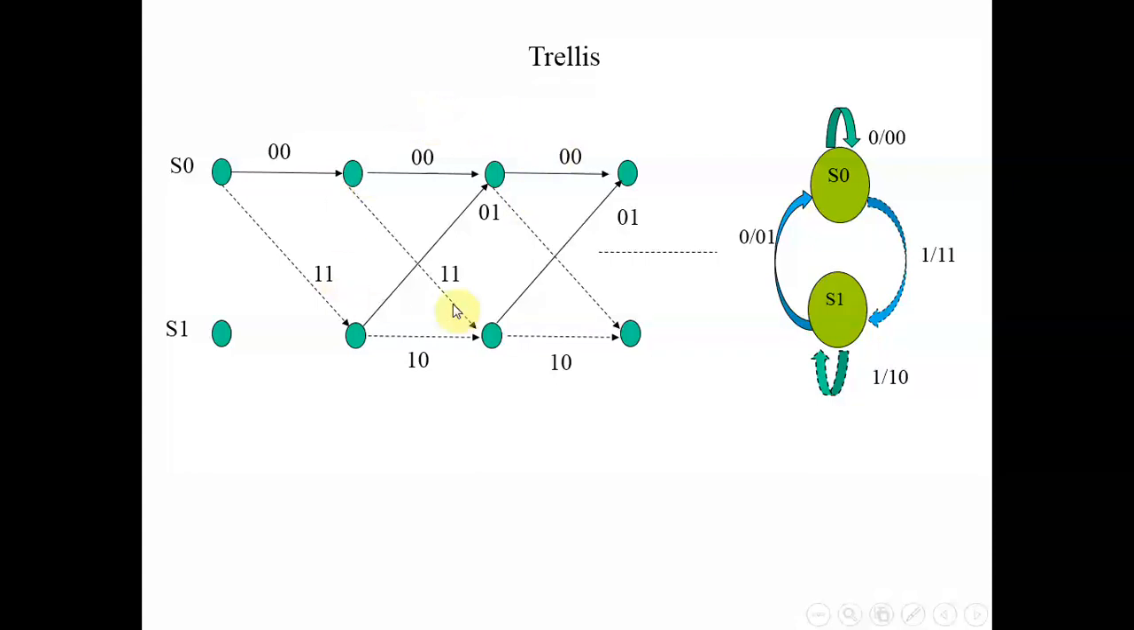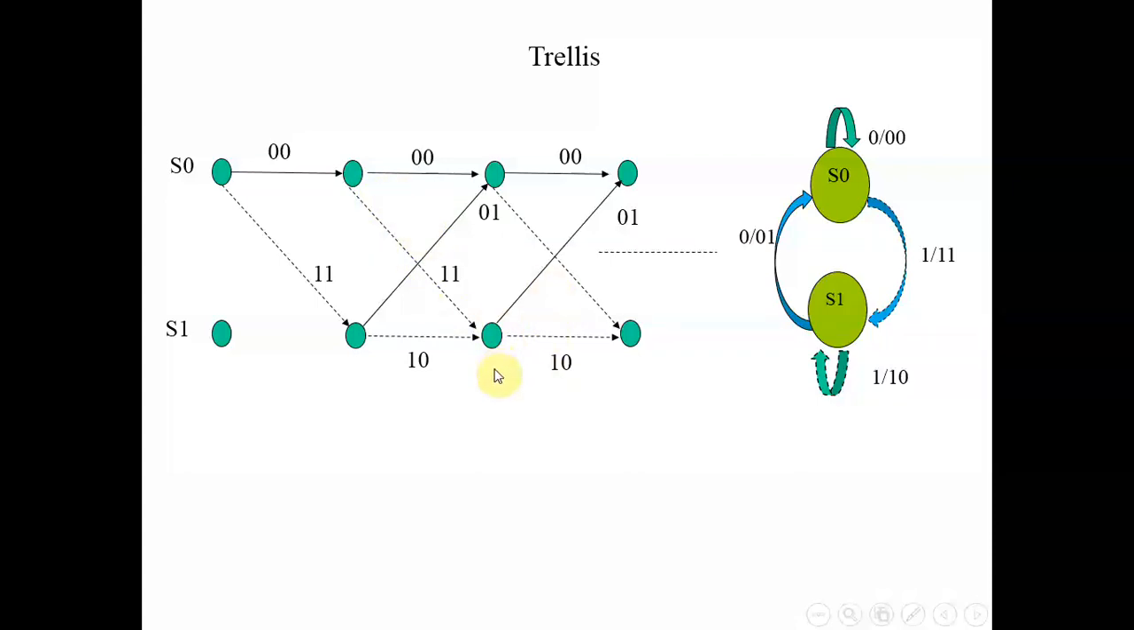It retains the time notion. So whenever you are at this level, I know that I have received 1 bit so far. If you are at this level, then you will understand you have received 2 bits so far. So the time notion is retained again in the trellis structure.